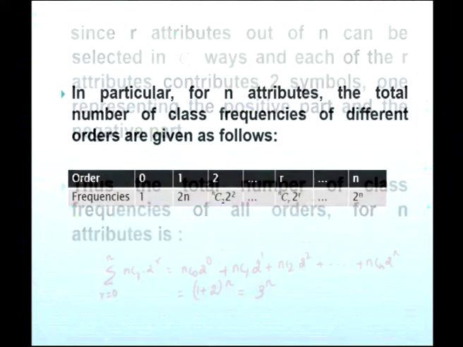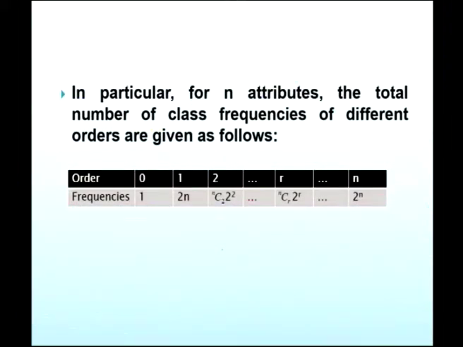In particular, for n attributes, the total number of class frequencies of different orders are given as follows. For order 0, it is 1, and for order 1, it is NC1 into 2 power 1, that is 2n. Similarly, for order R it is NCR into 2 power R. For R equal to 2, it is NC2 into 2 square. Similarly, for order n, it is NCR into 2 power R, and ultimately we have NCN into 2 power n.